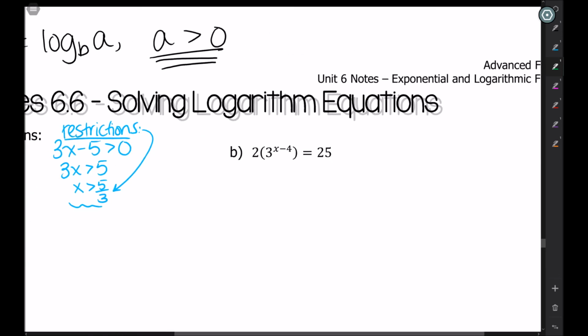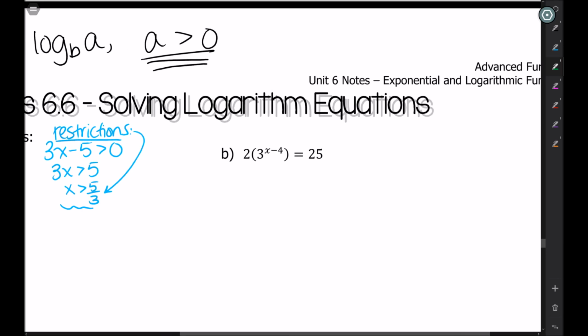The next one's not a logarithmic equation. We're going to mix and match some logarithmic equations with some exponential equations. In order for me to solve this, I want to get this 3 alone, this base alone. So I'm going to divide both sides by 2. I get 3 to the power of x minus 4 is equal to 25 over 2.